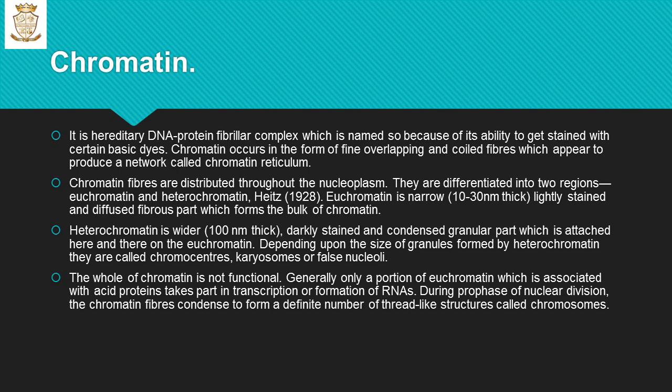Next is chromatin. It is the genetic material. The DNA protein fibrillar complex is named chromatin because of the ability to get stained. They also form fine overlapping coiled fibers which appear to produce a large network called chromatin reticulum. Chromatin fibers are distributed throughout the nucleoplasm.